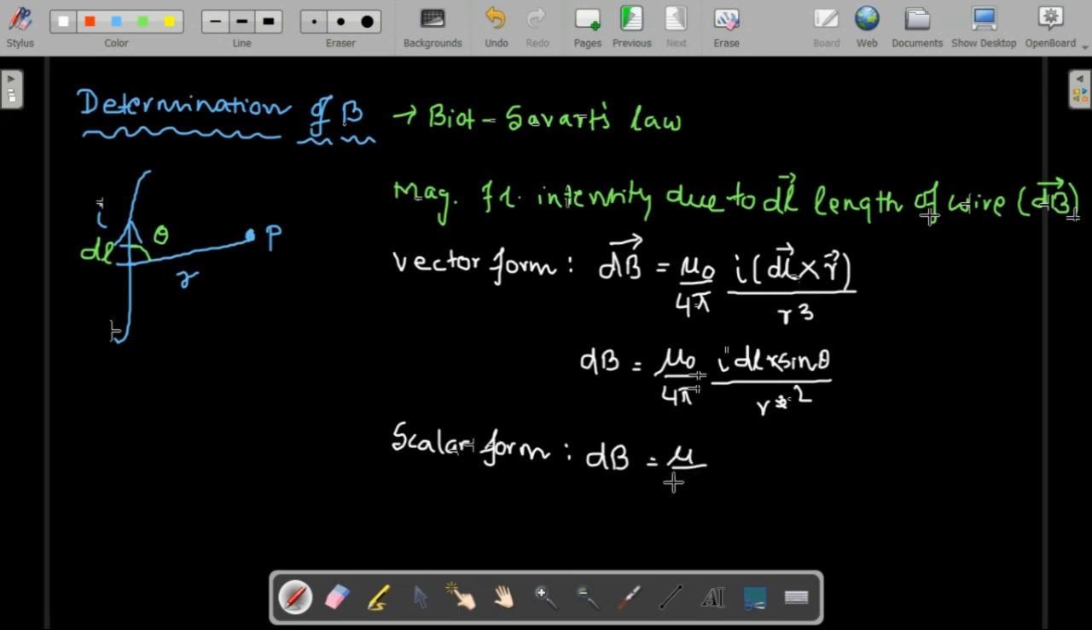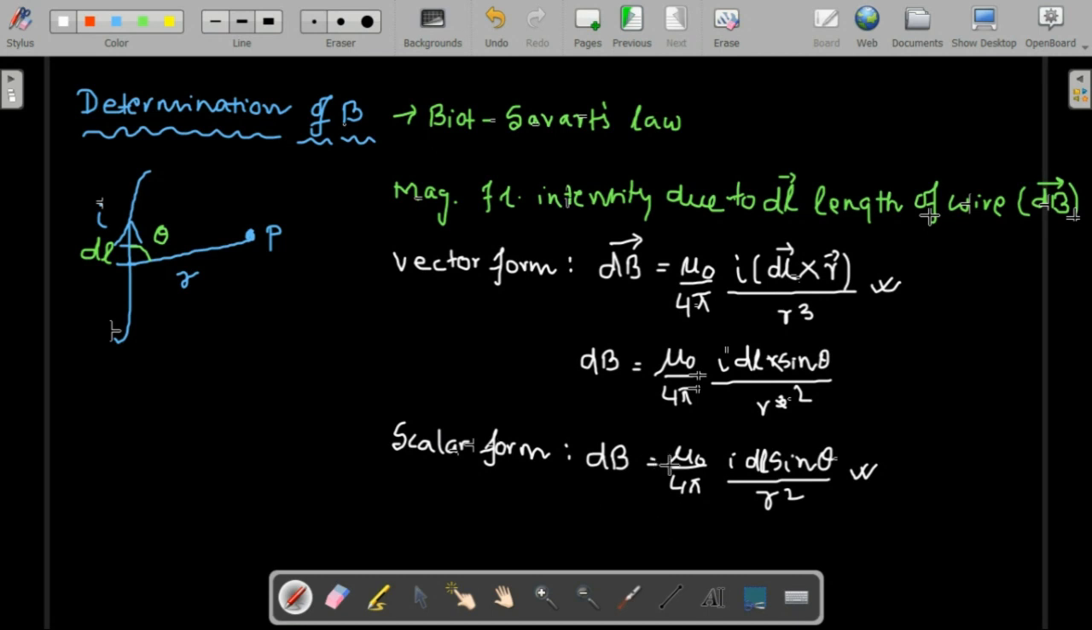This is mu naught divided by 4 pi into I dl sine theta by r square. This is actually easier to remember: I dl sine theta divided by r square. This is my scalar form. So this is my vector form of Biot-Savart's law, and this is my scalar form of Biot-Savart's law.